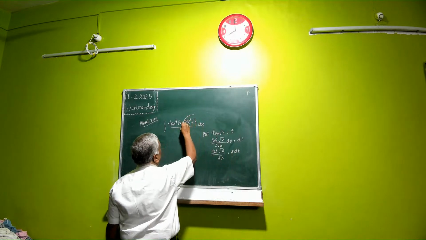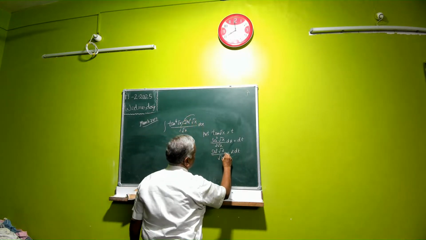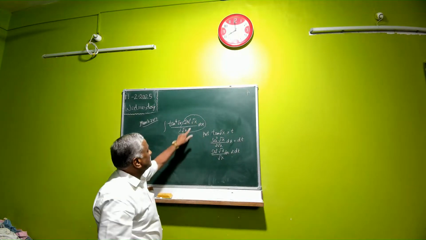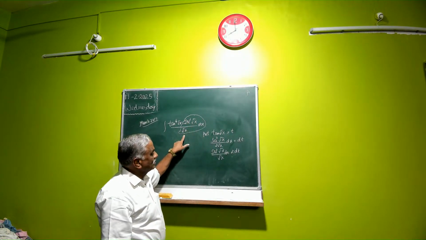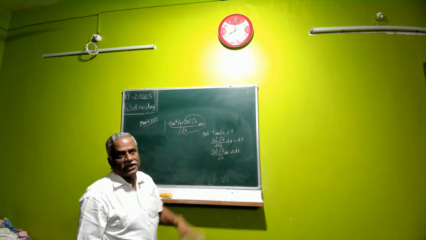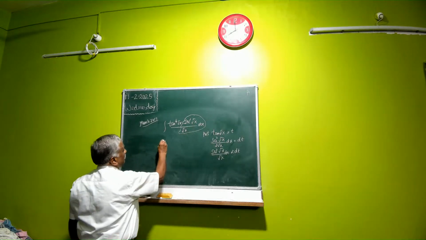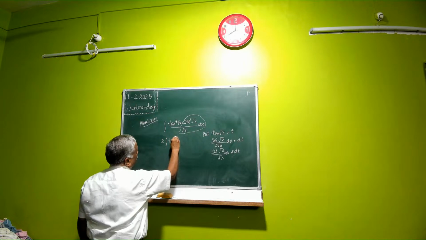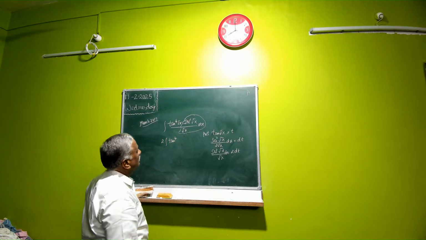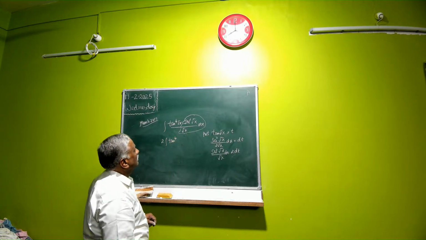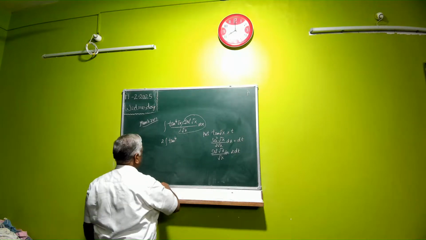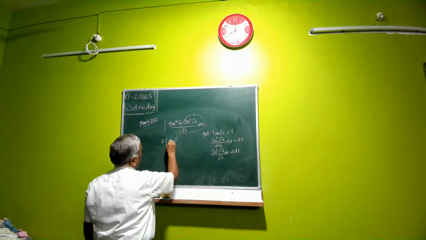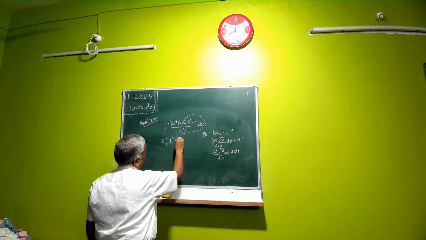So this dx is replaced: sec square root x by root x dx is 2 dt. 2 is a constant, let us keep it outside. Tan to the power of 4 root x, now tan root x is t, therefore this is t to the power of 4 dt.